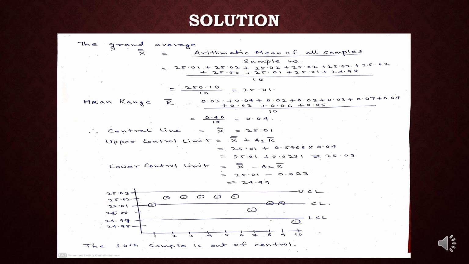Now if we plot all the values, we find that the 10th sample, which has the value of 24.98, is not coming within the prescribed control lines here. So that particular sample is out of control. Remember this, class: even if one single sample is out of control, it makes the entire process out of control here.